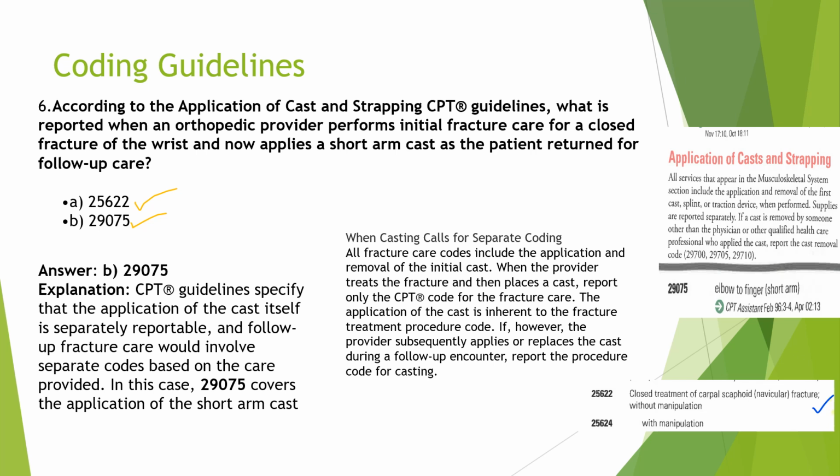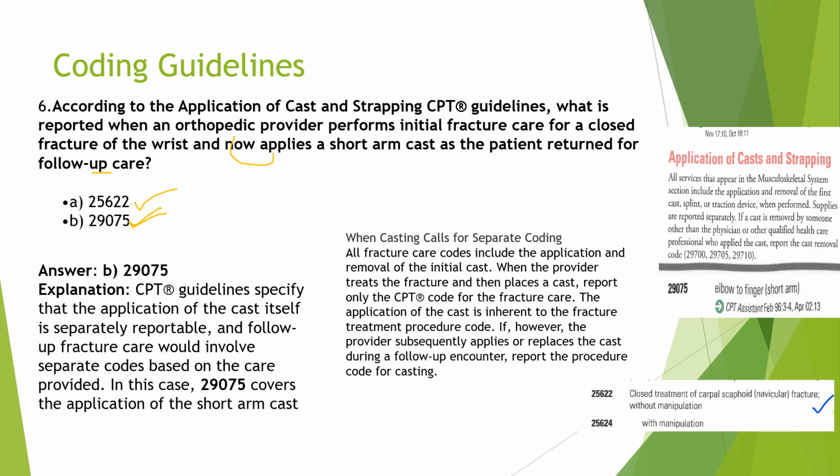According to this question, on the application of cast and strapping CPT coding guideline, what is reported when an orthopedic provider performs initial fracture care for a closed fracture of the wrist and now applies a short arm cast as the patient returned for follow-up care? So in this question they are asking in the context of follow-up care. The patient is here for follow-up and the provider has applied a short arm cast. So I am going with 29075. If the question was about initial fracture care, then we would have gone with 25600. Read this guideline, you will understand.